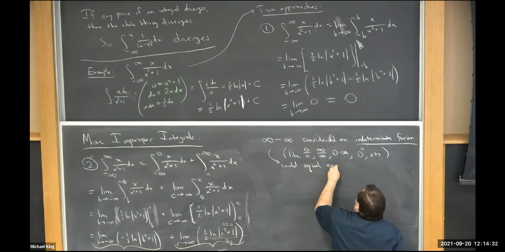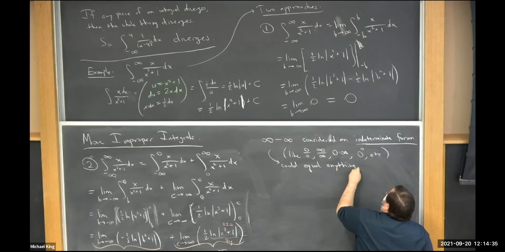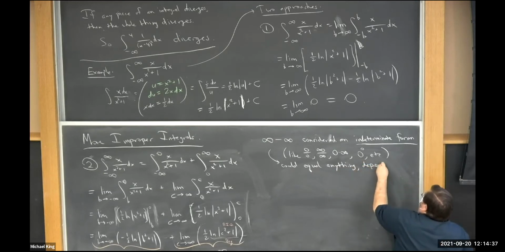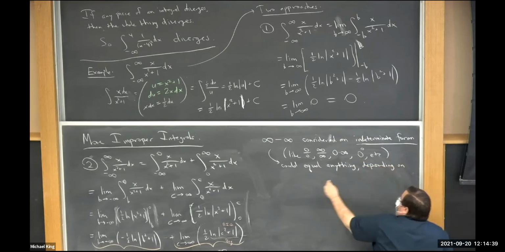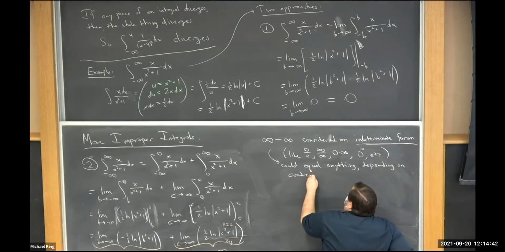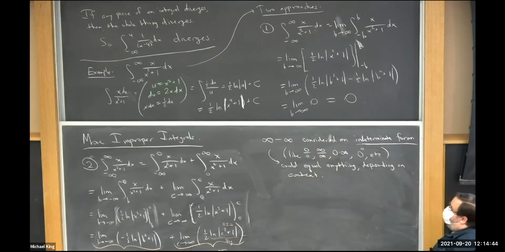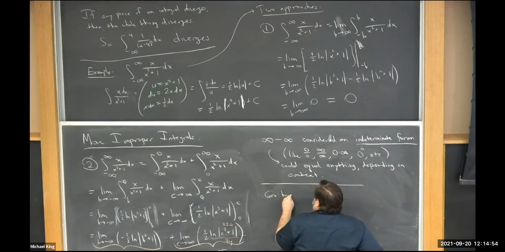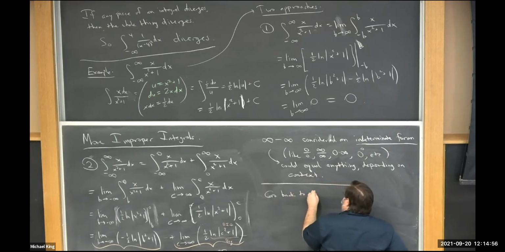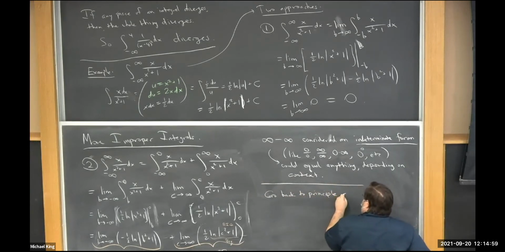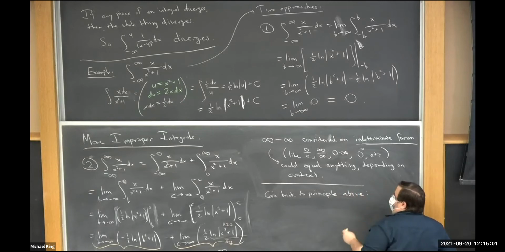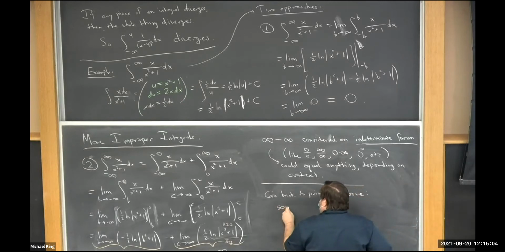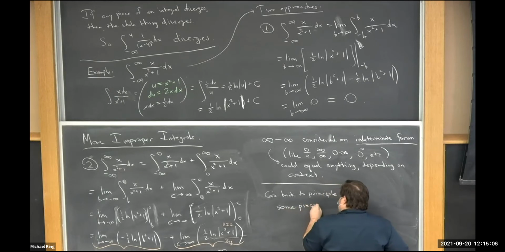So what we say actually is that we just go back to that principle up there, which is that since a piece of this diverges, we say the whole thing diverges. Go back to the principle above. Some piece of the integral diverges, so the whole thing diverges.